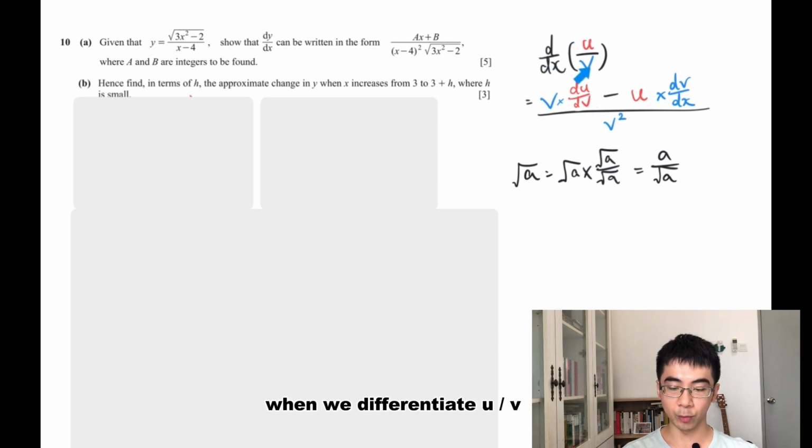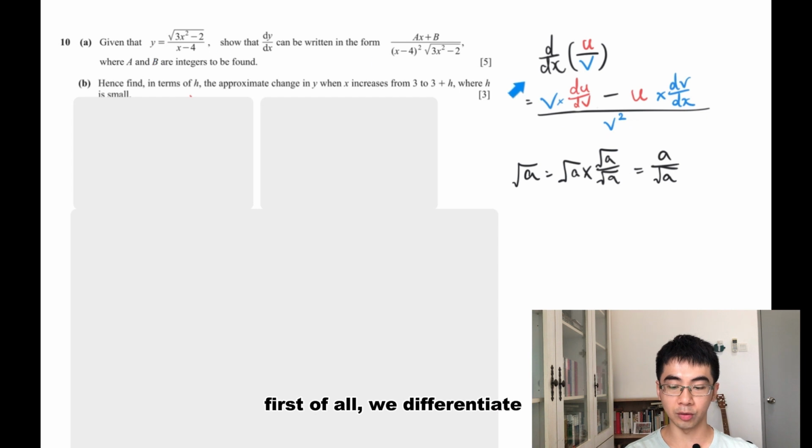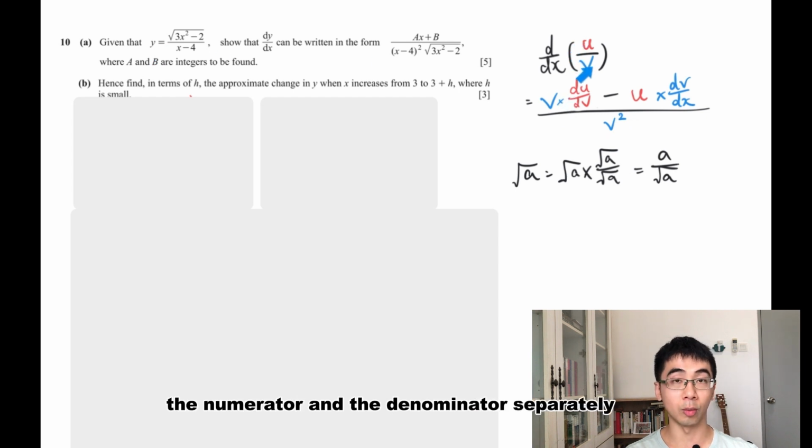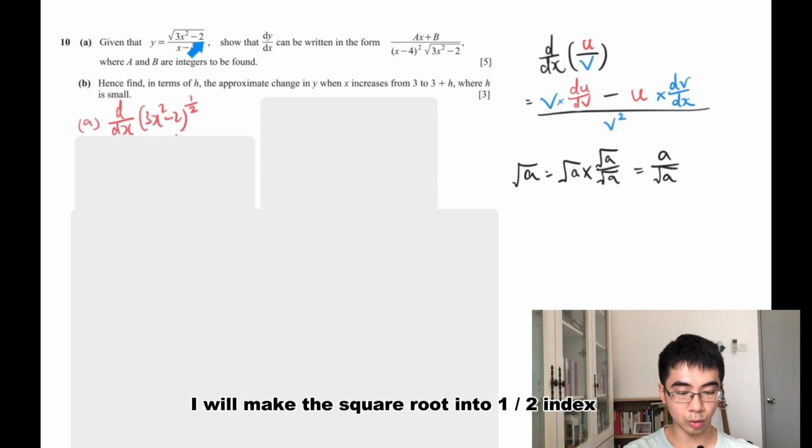Differentiate u over v, where u and v are both functions of x, then we have the denominator v times the derivative of the numerator u, minus the numerator times the derivative of the denominator, and then all the way divided by the denominator squared. So first of all, we differentiate the numerator and the denominator separately. For the numerator, first of all, I will make the square root into a 1 over 2 index.